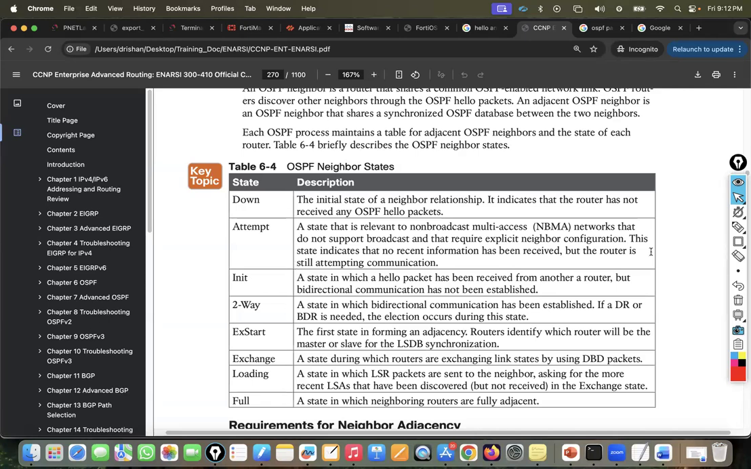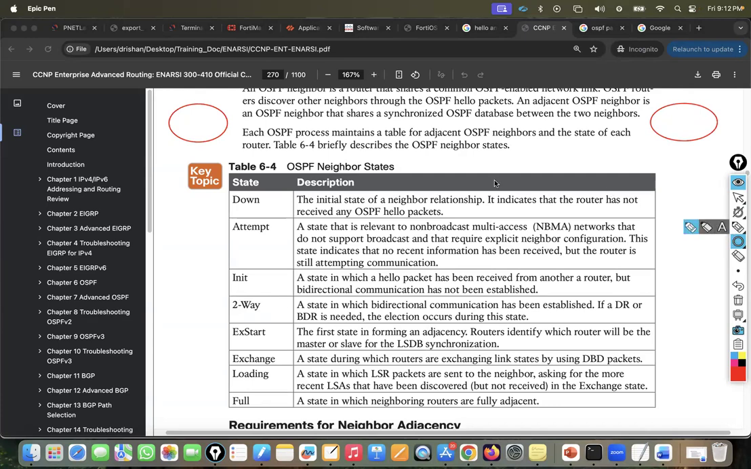So now we have to understand what is going to happen whenever you want to make neighborship between any routers. Let's suppose this is R1 and this is R2. Before forming the neighborship, the very first thing is that the hello packet is going to be exchanged. So what is the neighbor state before it becomes a full neighbor? Adjacency means they are going to be full neighbors.